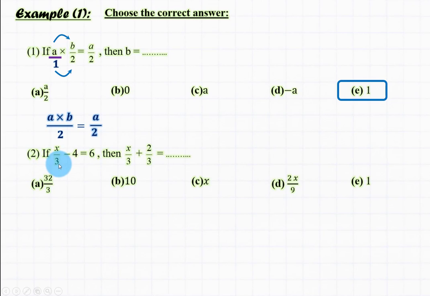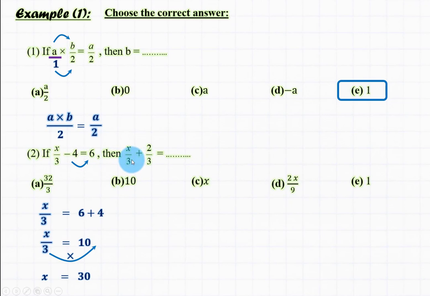Number 2. If x over 3 minus 4 equals 6, then x over 3 plus 2 over 3 equals what? First, we must find the value of x. We take negative 4 to the other side with a positive sign, then x over 3 equals 6 plus 4, which equals 10. Then x over 3 equals 10, and 3 goes to the other side with a multiplication sign, then x equals 10 multiplied by 3, which equals 30.